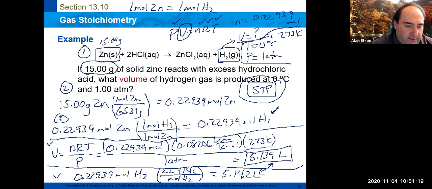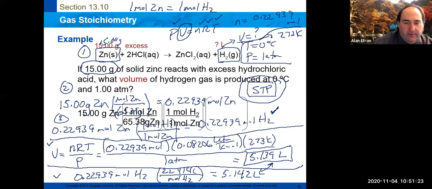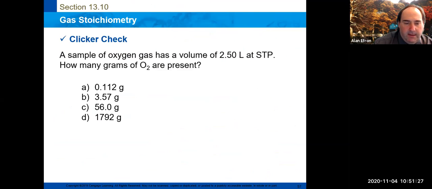All right, so why don't you try one here to make sure. Let me get all that scribble out of the way, which is everything I scribbled before. There we go. So why don't you try this one? A sample of oxygen gas has a volume of 2.5 liters at STP. How many grams of O2 are present? And oxygen is 16 grams per mole. Let me get your question there.